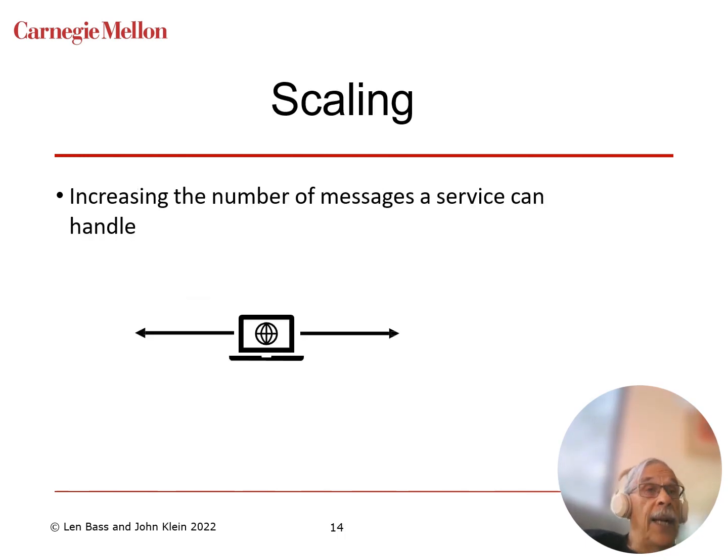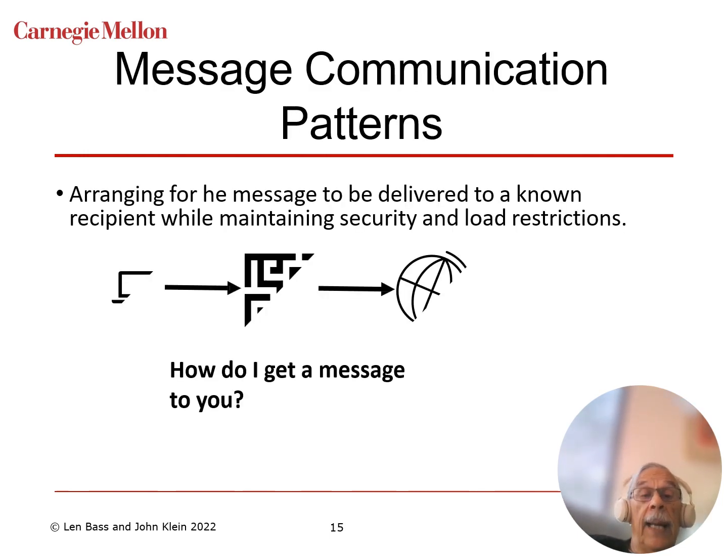How do you scale? You have a distributed system. You have several instances of your application running on that distributed system. It's not enough. It's a popular application. So you want to create more instances of that application. What are the message communication patterns? How do you arrange for a message to be delivered to a known recipient? And you still want to maintain security and you don't want to overload it. So there's a pattern associated with it. And the question is, how do I get a message to you? And I have to follow the pattern. Again, we'll go into this in more detail.